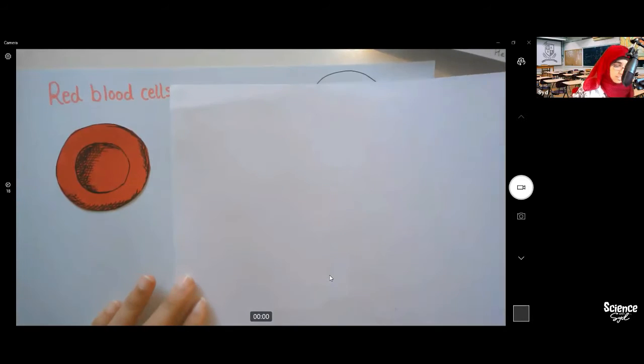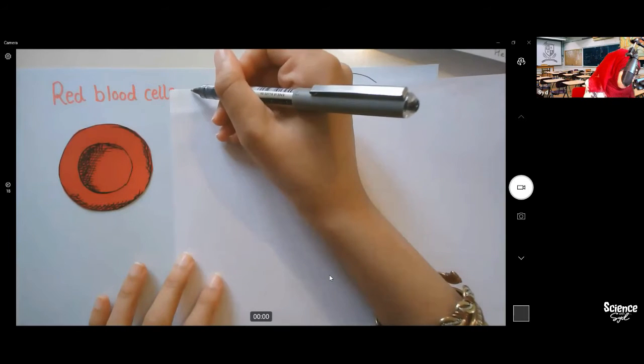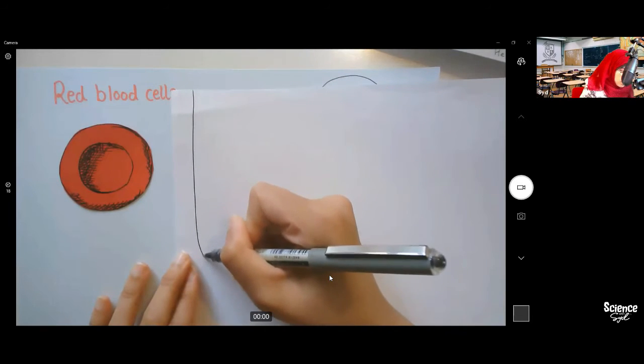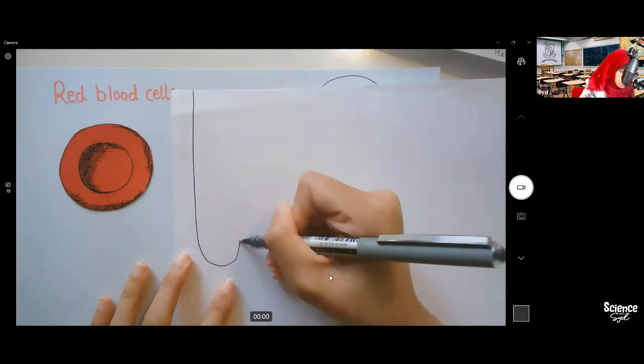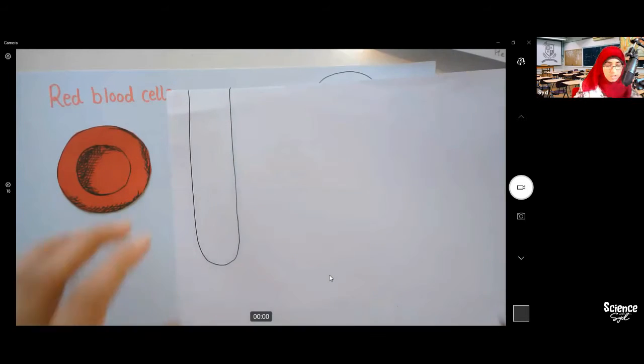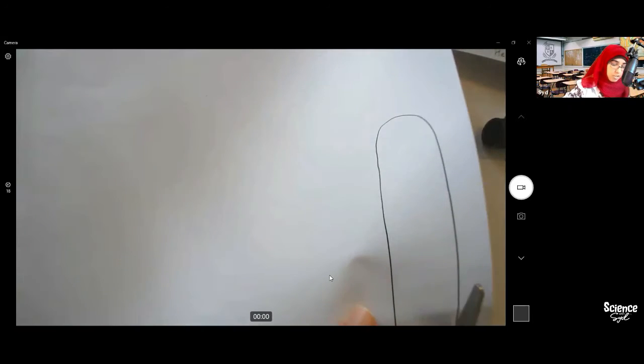So I'm going to draw on here a test tube. Now we're going to show you what happens when this test tube gets spun in a centrifuge. So this is my test tube, and then I'm going to cut this out. So I want you guys to draw a test tube, cut it out, and we're going to find out what goes inside this test tube.